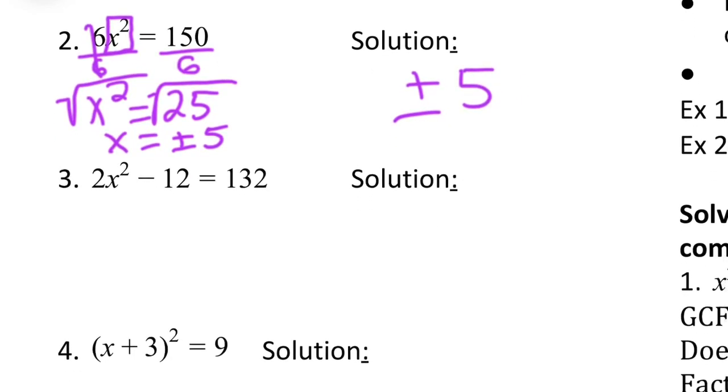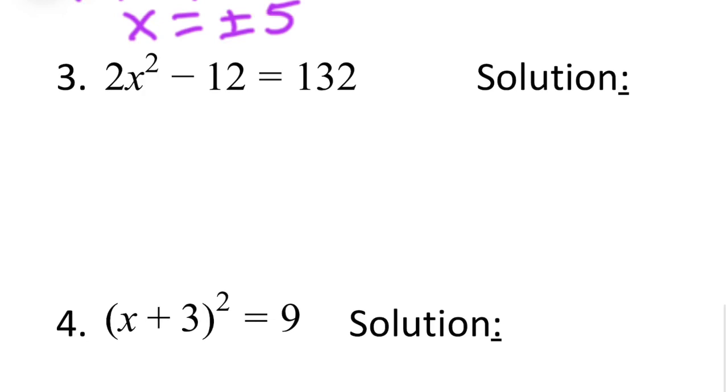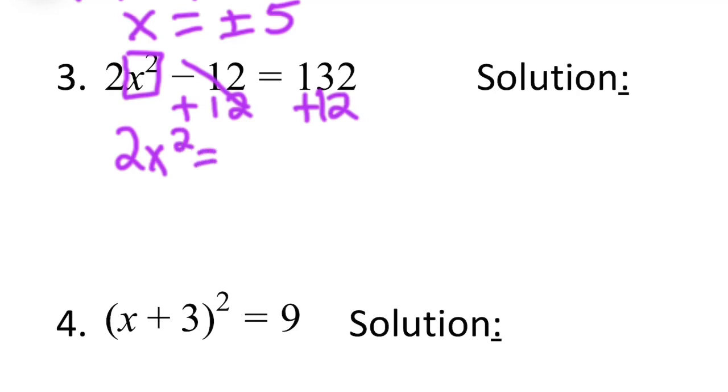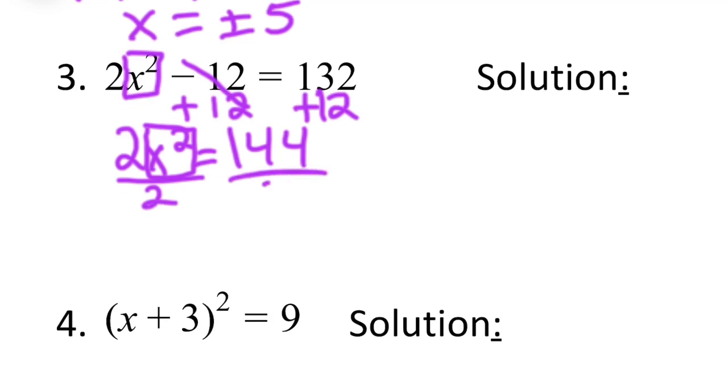Now for number 3. In this case, the term that is squared is the x squared. So we're going to move everything away from it or the other side of it. So plus 12, doing the opposite of PEMDAS. Negative 12 plus 12 cancels out, left with 2x squared equals 144. The x squared is still not by itself, so we're going to divide by 2. X squared equals 72.